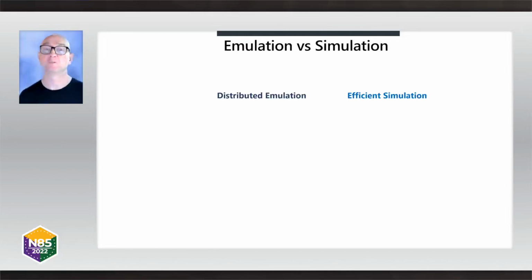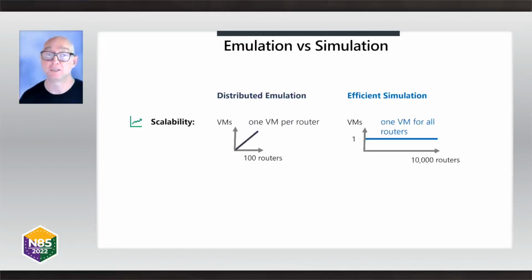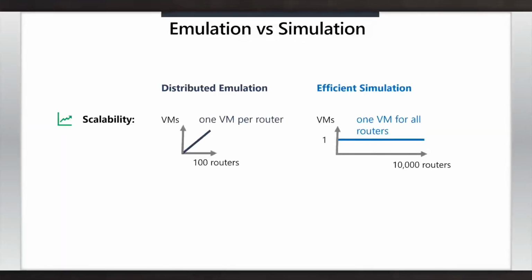So what is the difference between emulation and simulation? Emulation is one VM per router. Simulation is one VM for all the routers. So the scale is completely different. When we emulate, we can emulate subset of a data center. We can build network of thousands of switches and routers, however, not larger than that.